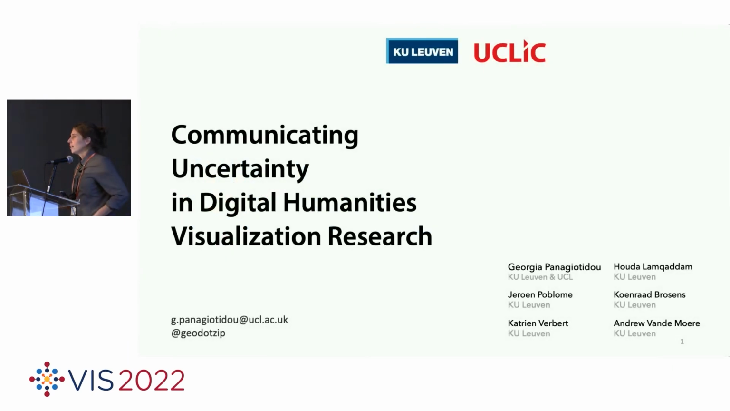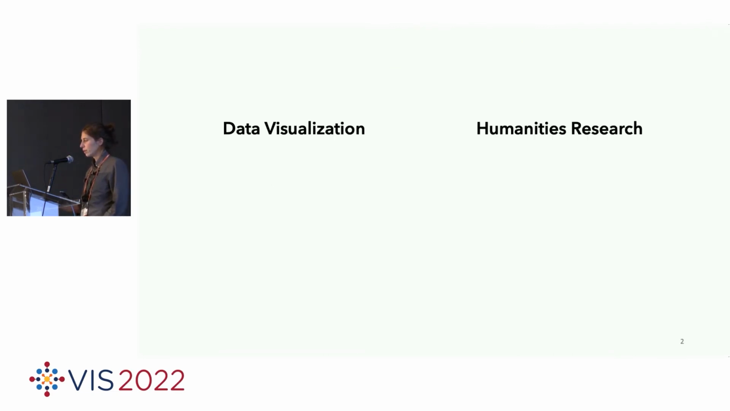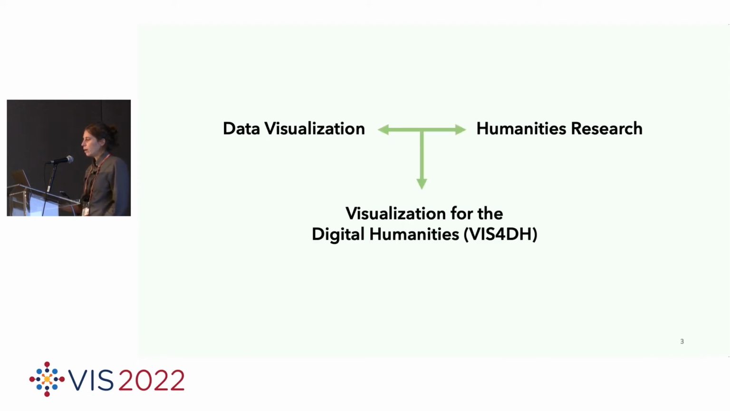All right. So, hi everybody. My name is Georgia Panagiotidou. I will present to you our work on behalf of my co-authors on communicating uncertainty in digital humanities visualization research. So, data visualization is becoming a common research tool in humanistic research. Nevertheless, with all its potential to enable new research directions, it's also critiqued for its epistemological incompatibility to humanistic principles. Emerging from this debate, the field of visualization for the digital humanities has been established, adopting its own more critical design principles.